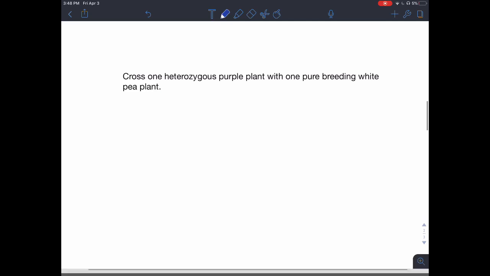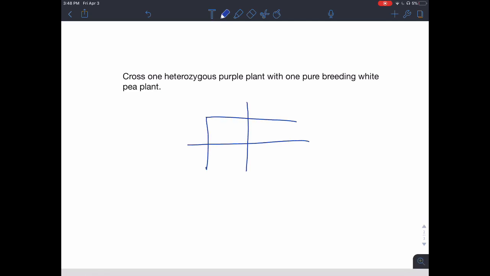Here is an example of Mendelian inheritance, as I will cross one heterozygous purple pea plant with one pure breeding white pea plant. As we solve the Punnett square, we can see that there are 2 different types of genotypes, 2 P lowercase p and 2 lowercase p lowercase p.